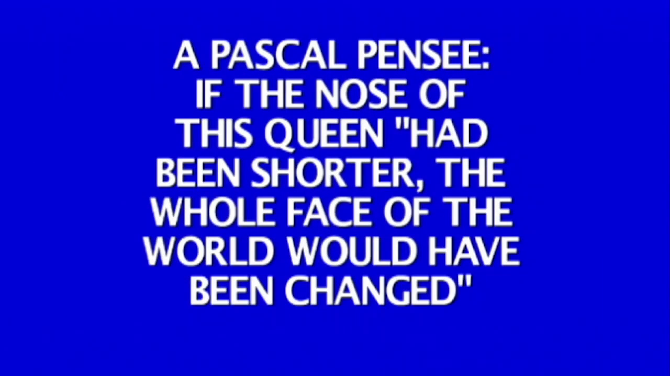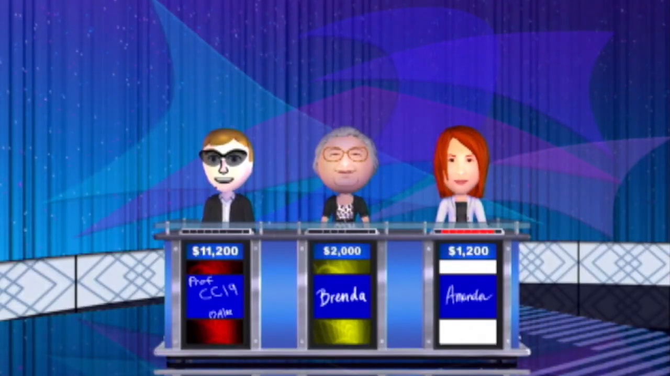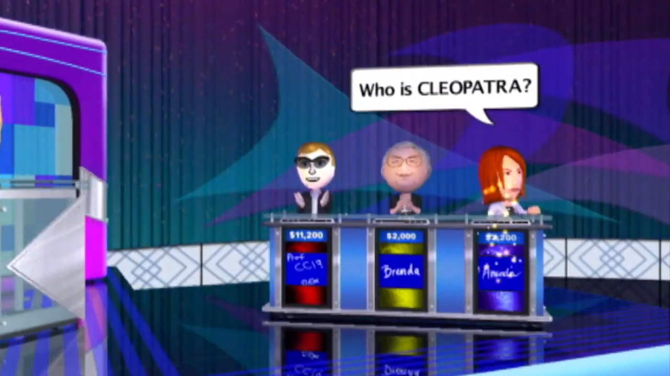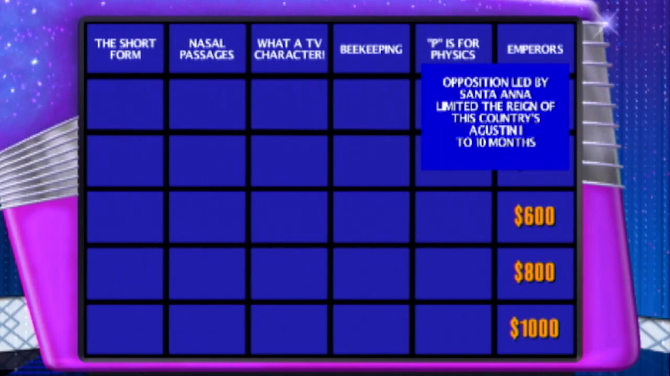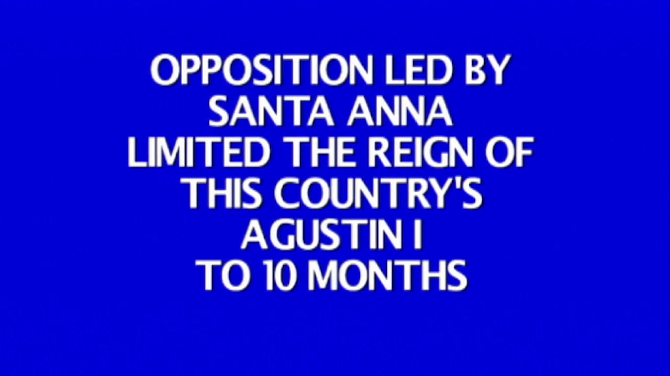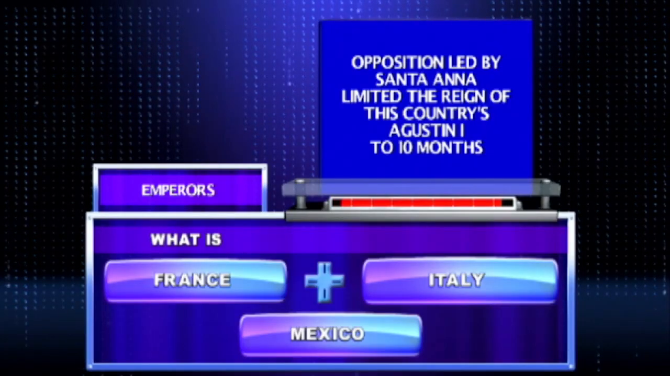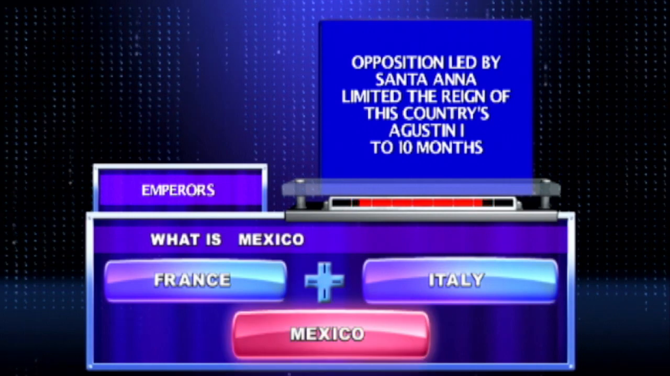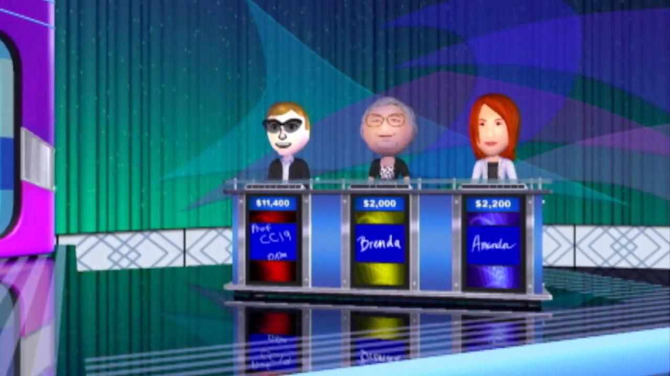A Pascal pensée. If the nose of this queen had been shorter, the whole face of the world would have been changed. It's Player 3. You got it. Choose again, Player 3. Opposition led by Santa Anna limited the reign of this country's Augustine I to 10 months. Let's hear it, Player 1. That's correct. Select again.